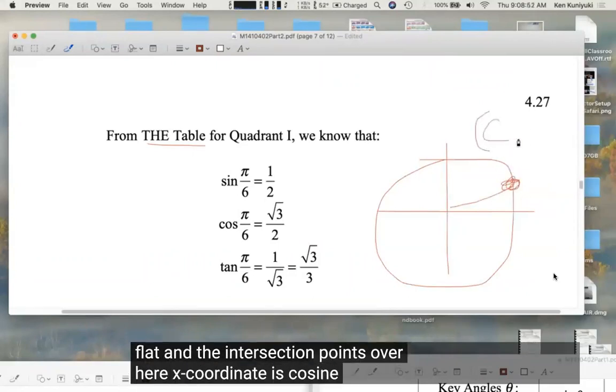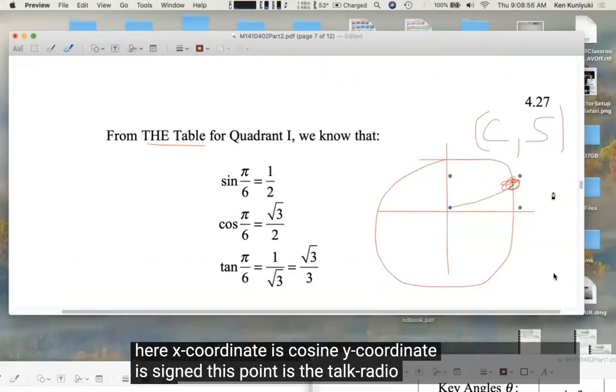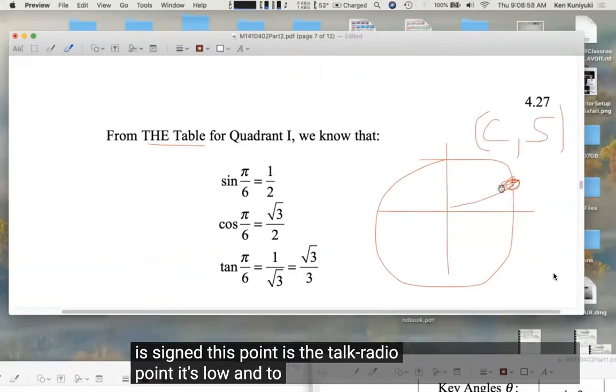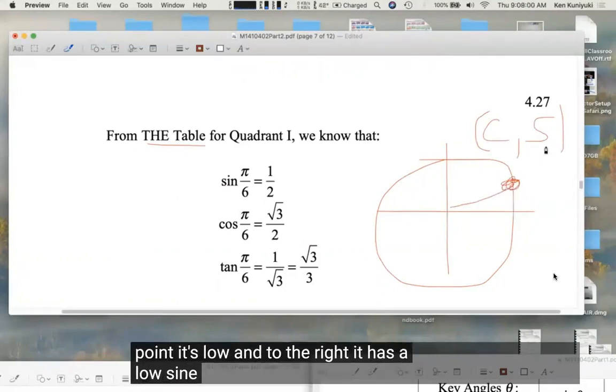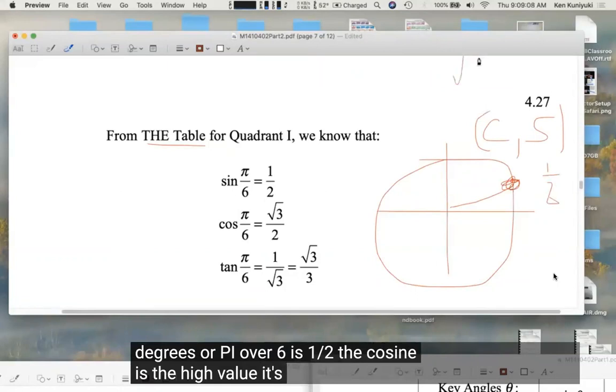X-coordinate is cosine, y-coordinate is sine. This point is the talk radio point. It's low and to the right. It has a low sine value, 1/2. The sine of 30 degrees, or pi over 6, is 1/2. The cosine is the high value. It's √3/2.